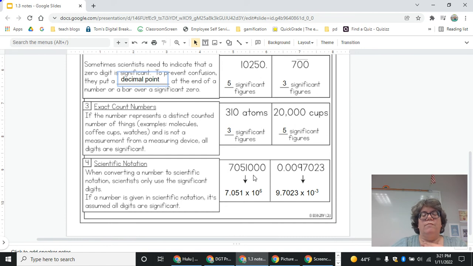We're going to talk about scientific notation more in a minute, but in scientific notation, you only use the significant digits. So these 3 zeros would not be written down because they're not significant. Start with the first non-zero number when you're converting numbers to scientific notation. We will talk in more detail about that in a second here.